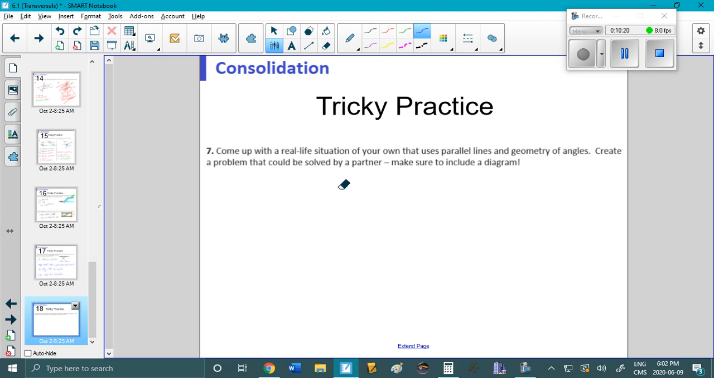Last one. Come up with a real-life situation of your own that uses parallel lines and geometry of angles. Create a problem that can be solved by a partner. Make sure to include a diagram. If you didn't do this, that's okay. You could do it with a parent or a sibling or something. And if you did make one, take a picture of it and post it in the classroom or email it to me. I would love to see it.